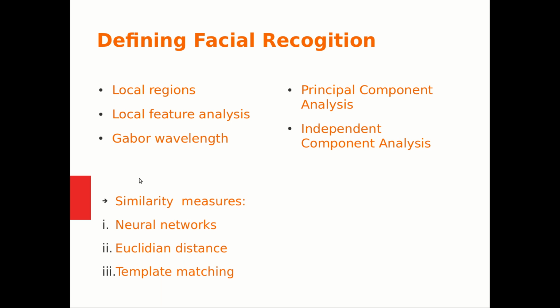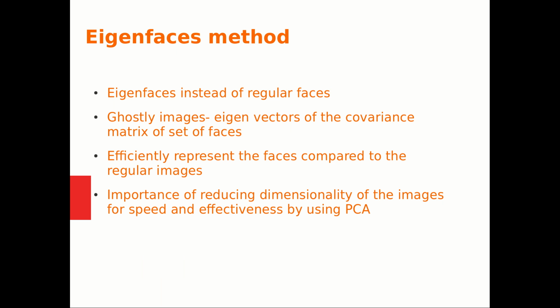To compare two faces properly, we need to use similarity measures. We can use neural networks, Euclidean distance, or template matching to find the similarity ratings of two different faces. As far as the eigenface method is concerned, I'll delve into more details. What are eigenfaces and why do we use them? First of all, they're not regular faces; they're eigenfaces. They're pretty ghostly to look at. It kind of looks like an X-ray, but still different.